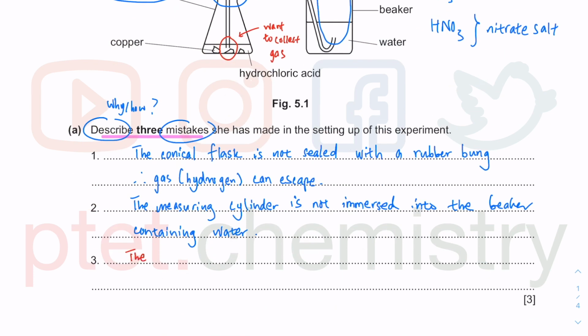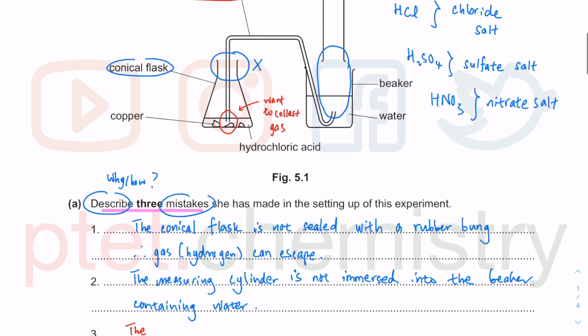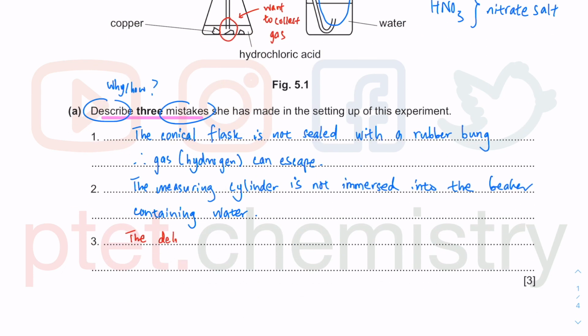So what do we call this? The delivery tube. Okay, the delivery tube has been immersed into the solution in the conical flask. There is a mistake there. So the delivery tube is immersed, or you can say is under the level, under the hydrochloric acid level.